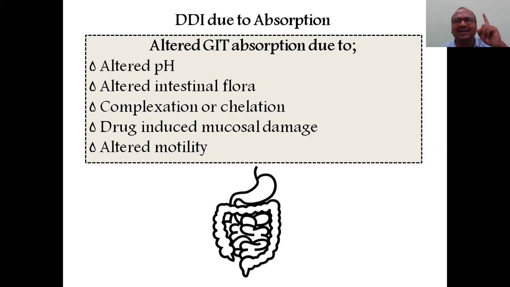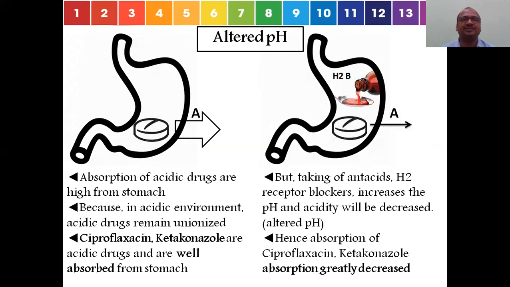First one is the altered pH. All these points we will see one by one with an example. One simple example is enough to write in a regular examination. Altered pH, altered intestinal flora or gut flora, complexation and chelation, drug-induced mucosal damage, where the mucosa gets damaged, and finally altered motility of the GIT, fast movement or slow movement. Now we will see the first one, altered pH.